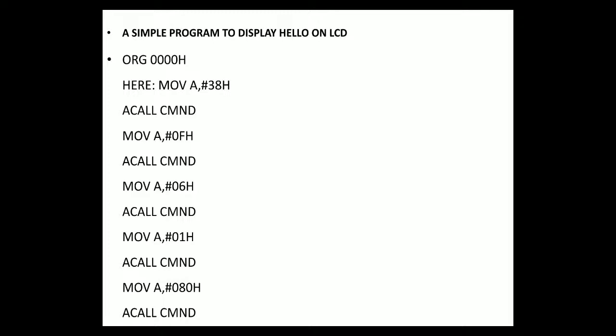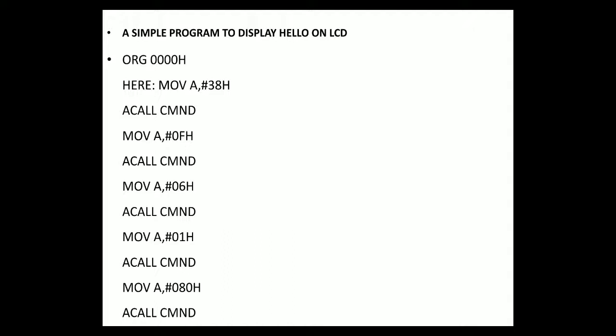Second one, MOV A,#0FH. What is this used for? Think about it. Yes, display on, cursor blinking. This is the command used for that, and again I call the same subroutine, ACALL command. Next line, MOV A,#06H. What is it used for? Shift the cursor to the right. You want to display the word hello and it should move towards the right side, so we use this command 06H, shifting the cursor to the right one after the other. Next, again call the same subroutine, ACALL command.